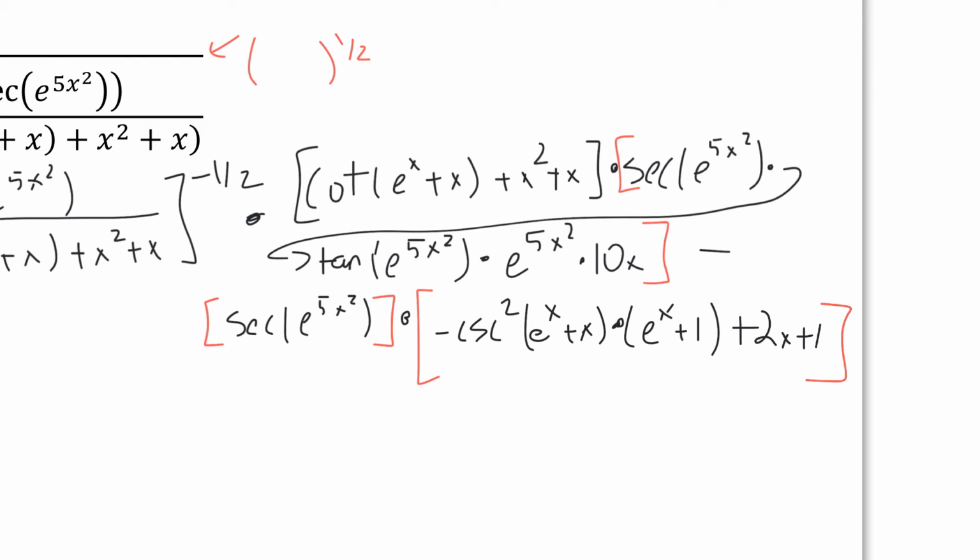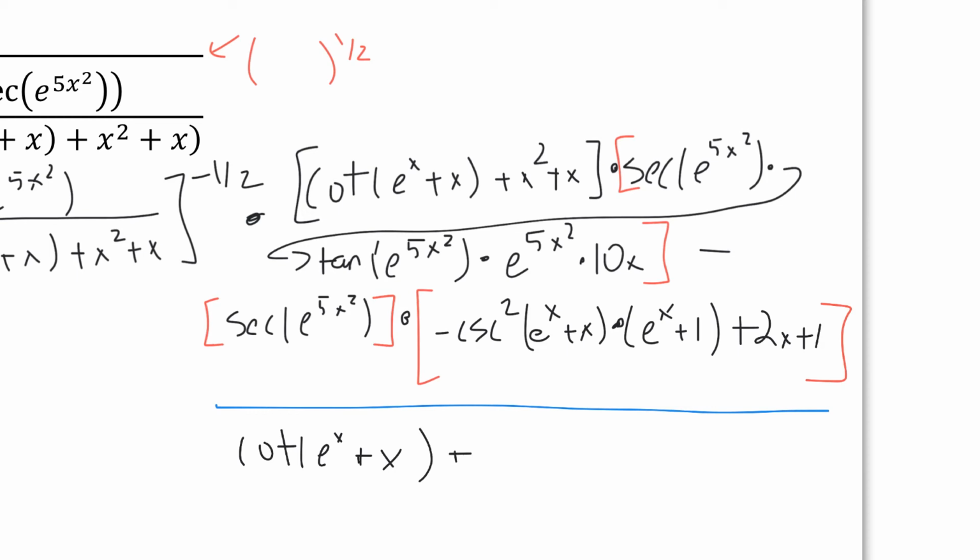So that's our low d high less high d low. And then we have to put all over the denominator squared. So we rewrite that denominator again, cotan e to the x plus x plus x squared plus x, and we square it all.